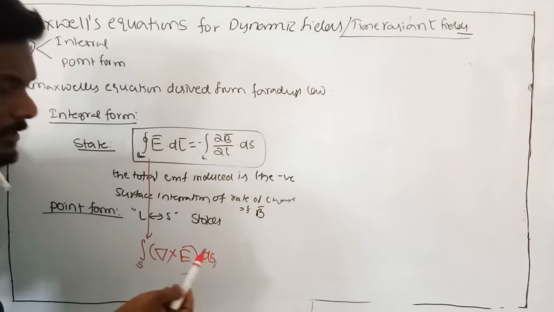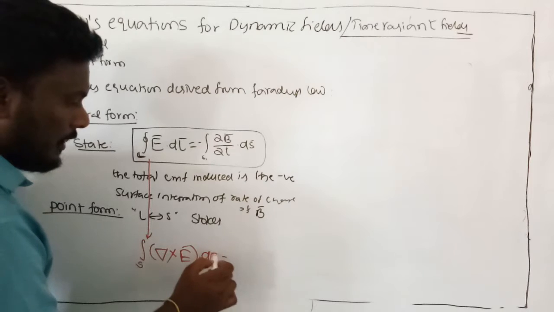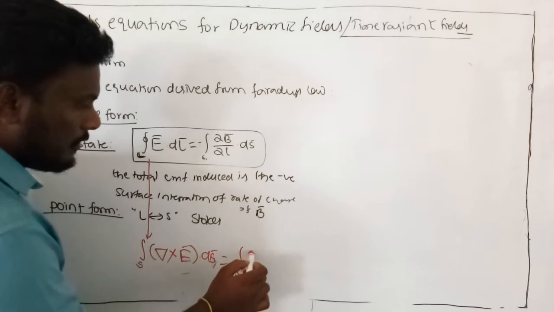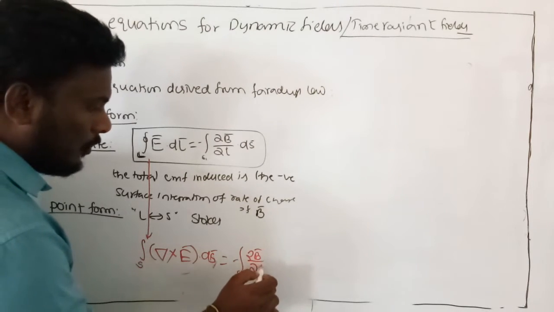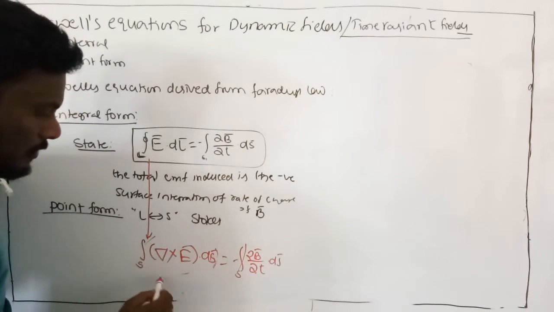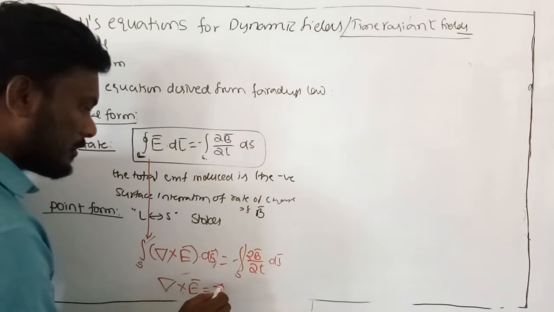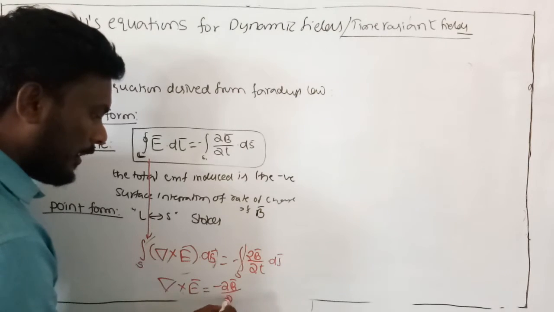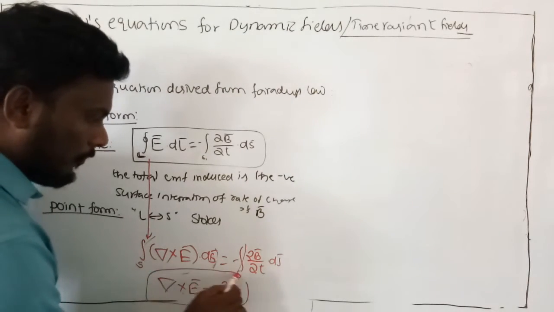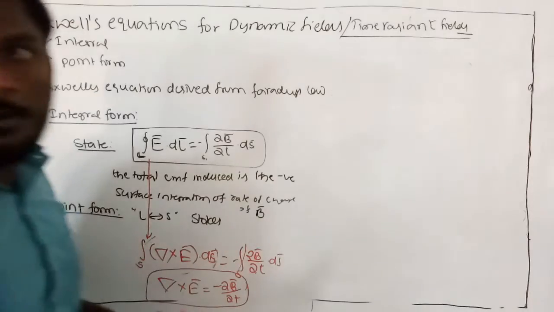Why? Because it is changed. The line integration is converted into surface integration, so we need to do the integration with respect to the surface. So del cross E bar ds bar equals minus dou B bar by dou t ds bar. For isotropic materials we can cancel the integration on both sides, so the remaining term is del cross E bar equals minus dou B bar by dou t. This is the point form of Maxwell's equation derived from Faraday's law for time variant fields.